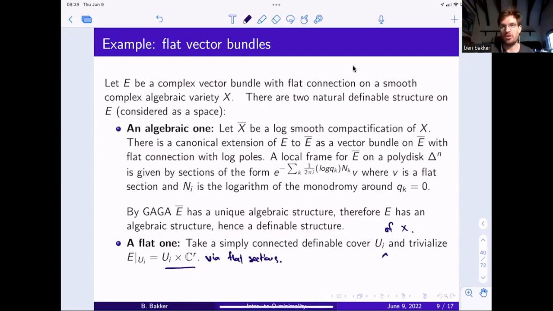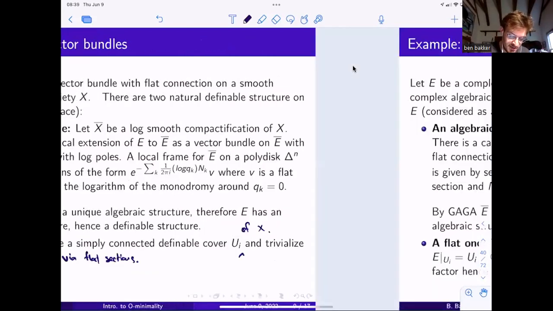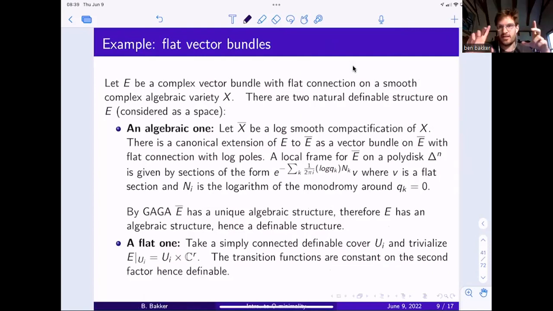Right? I can always solve this flat connection over simply connected opens. The only obstruction to solving it is monodromy, and therefore, over any simply connected open, I can trivialize it by flat sections. And now let's observe that the transition functions between these various trivializations are constant on the second factor, because these trivializations are given by flat sections.